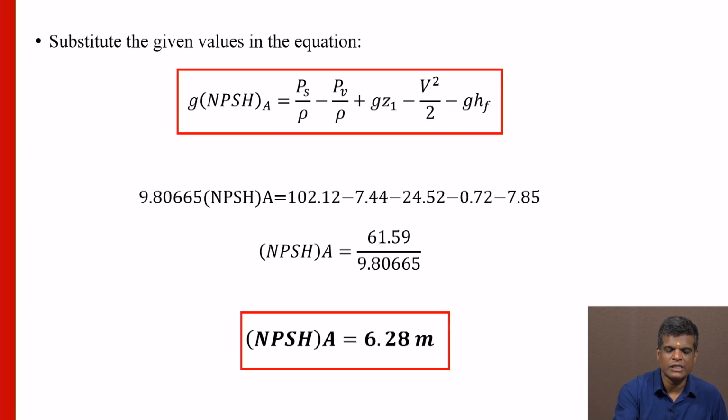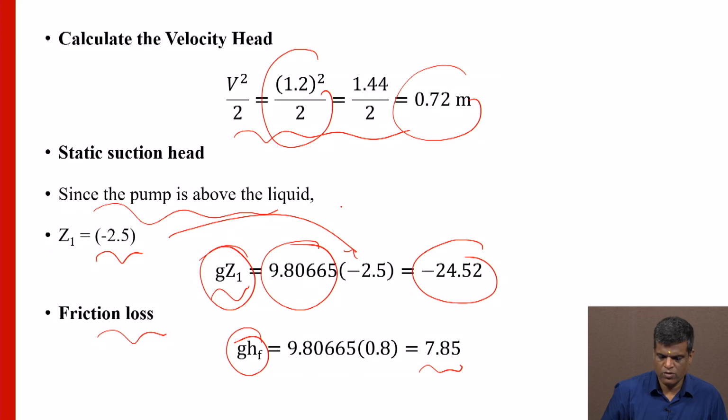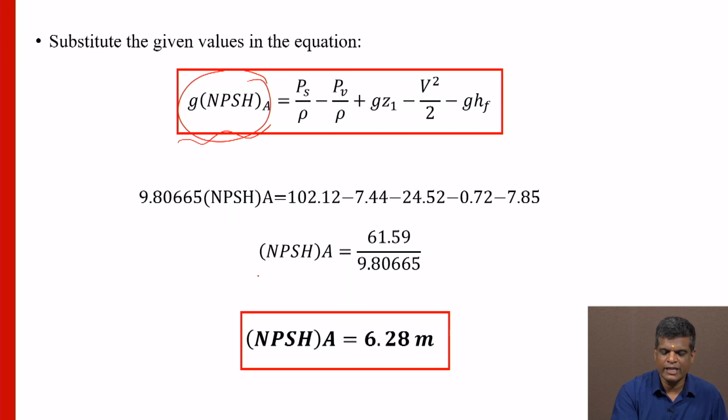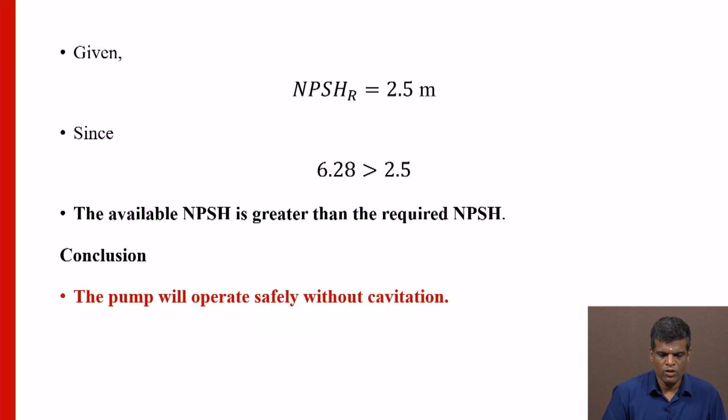So substitute all values here for the NPSH available. Finally we get the NPSH available, this value is 6.28 meter. The given required value is 2.5 meter, so the available is above it. Then our pump will operate safely without any cavitation.